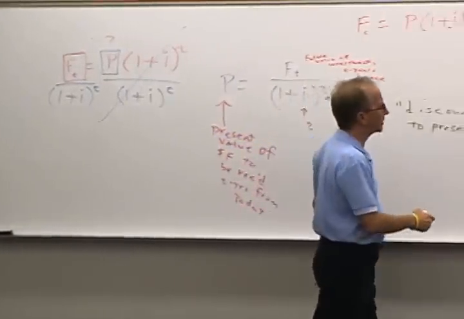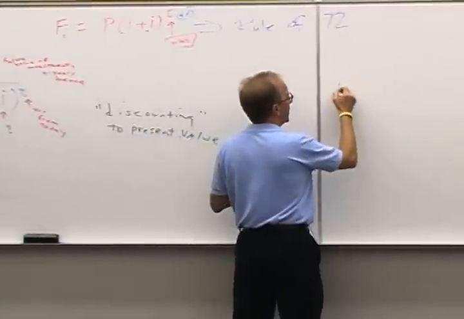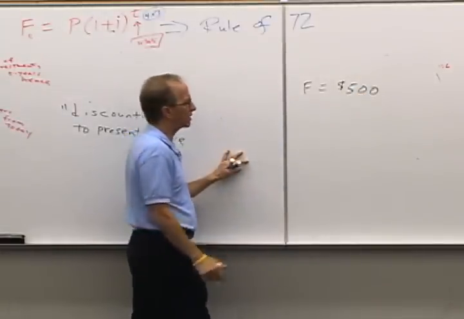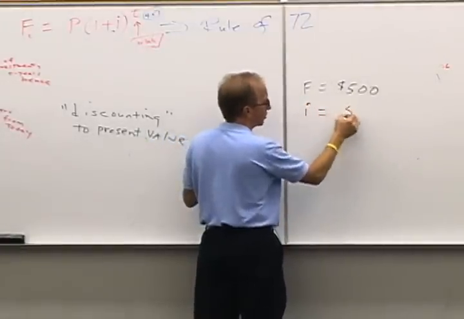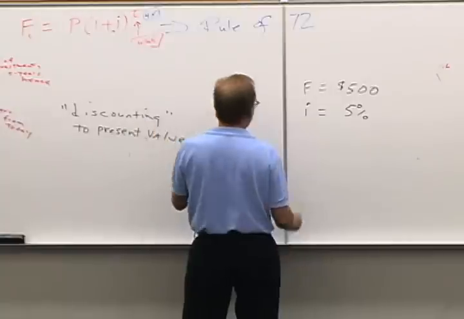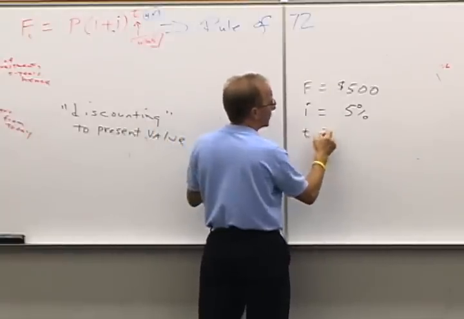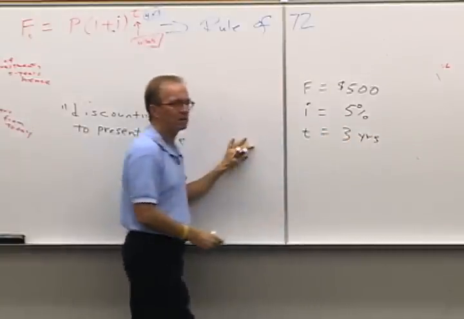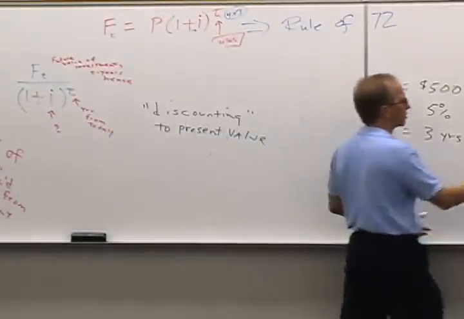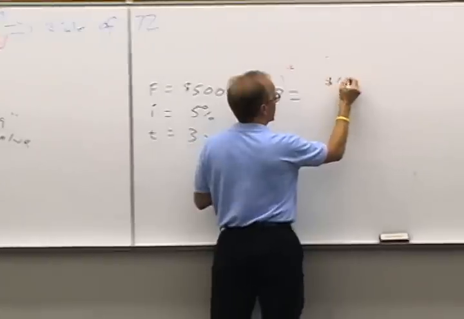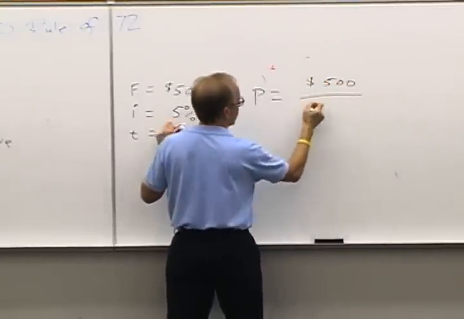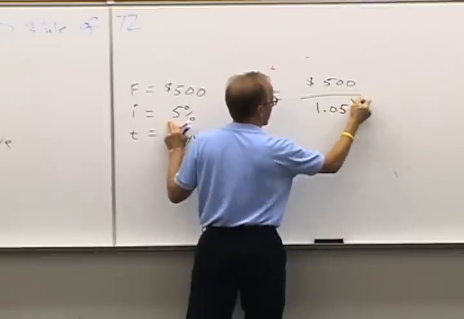Let's do a calculation. Let's say something like this. F equals, I don't know, $500, let's say. And let's say the interest rate is equal to 5%, because we've used it before. And then let's say that the T is, I don't know, 3 years, just 3. And we'll put this into our formula. Present value equals $500 divided by 1.05 to the third power.